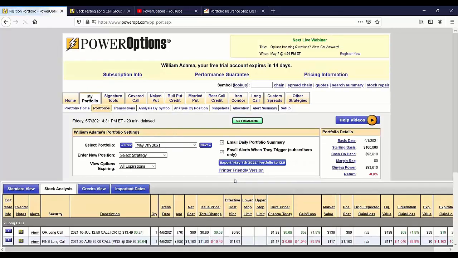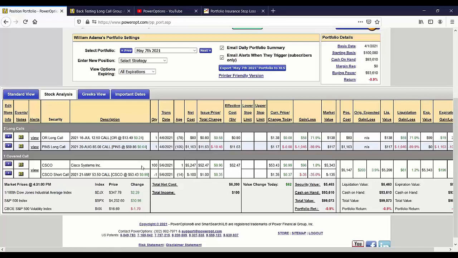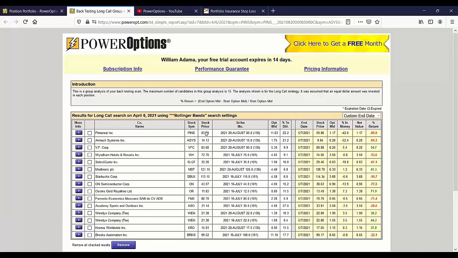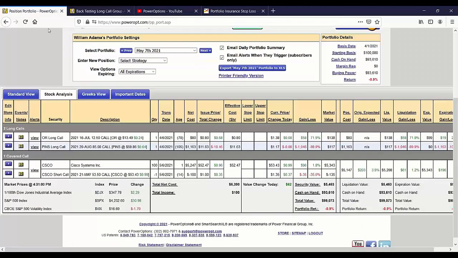Okay. Now we know we're getting killed on PINS. What would I have done first, Steve, if I had bought this option on PINS, the August 85? I didn't see what the stock price is. I still have it up there? I'm just curious. It was at 83.29. Okay. So we're taking a huge hit here. We're down about 90% on this position.